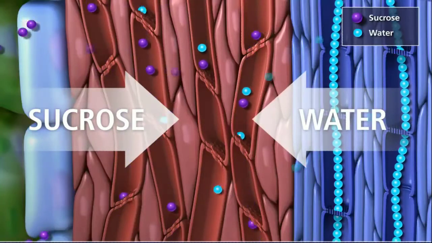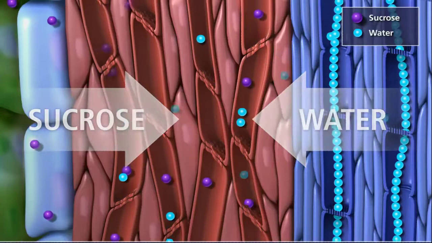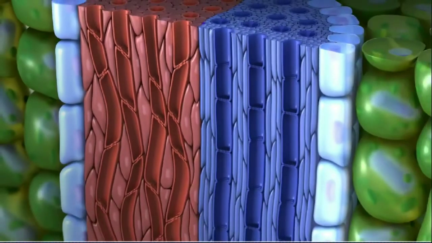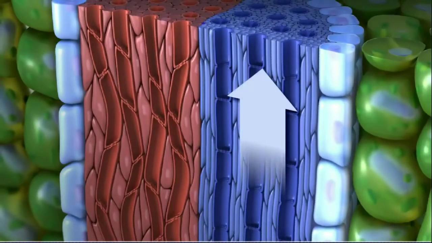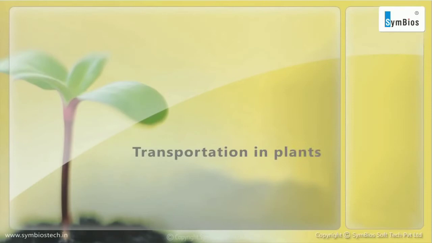Vascular plants can accomplish this same feat without a heart, using transpiration, water potential, and translocation to move water, nutrients, and minerals to all cells of the plant. Transportation in plants.